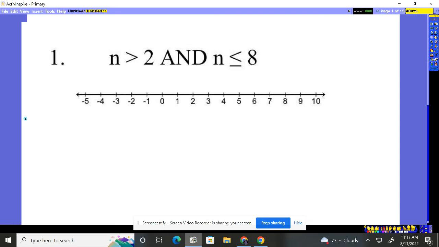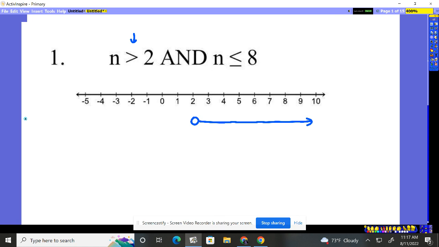All right, so problem 1 says n is greater than 2 and at the same time it's less than or equal to 8. So let's just look at this piece here. N is bigger than 2. So here's 2, numbers bigger than 2. That'd be 3, 4, 5. So this is going to sort of start here and go that way forever. Those are numbers bigger than 2.